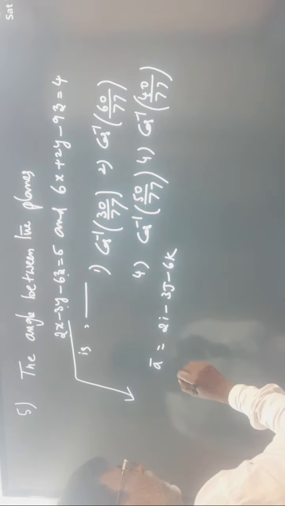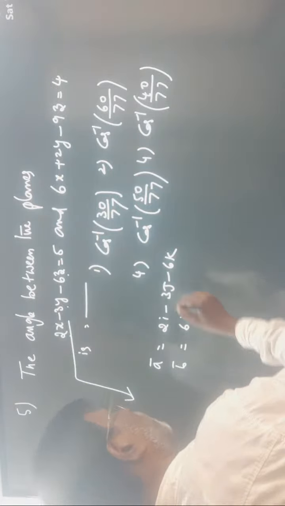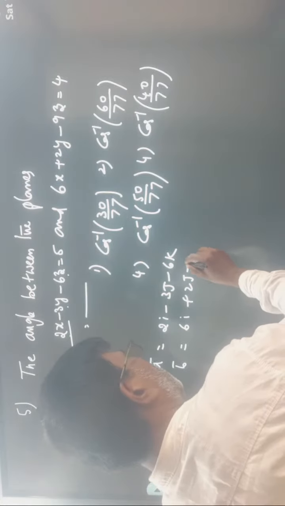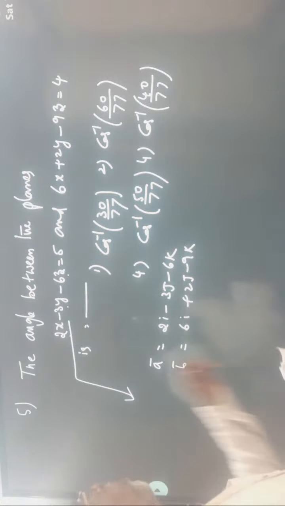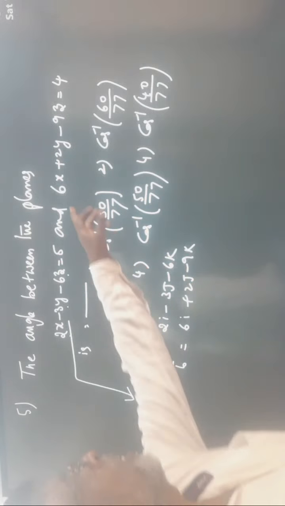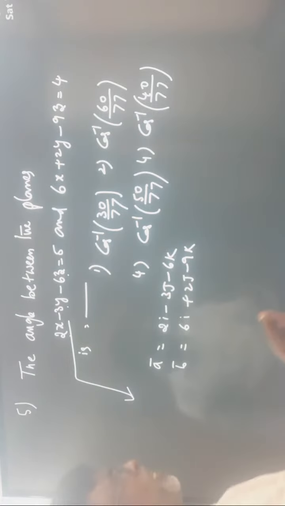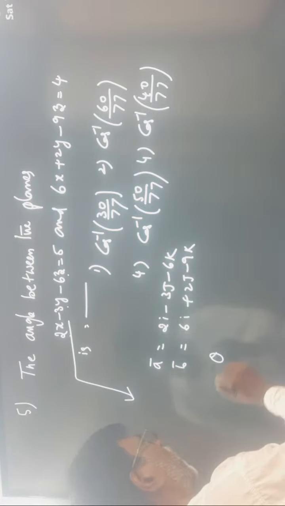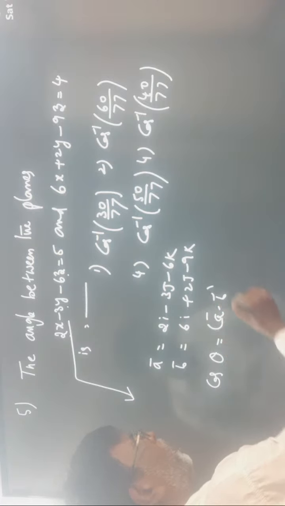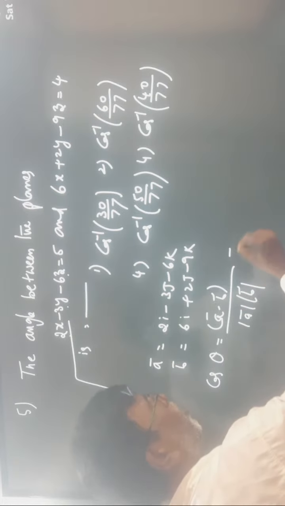So what is the normal of the second plane? This one is 6i plus 2j minus 9k. The angle between the planes is nothing but the angle between the normals. Cos theta equals A dot B by mod A bar mod B bar. This is the formula we are using.